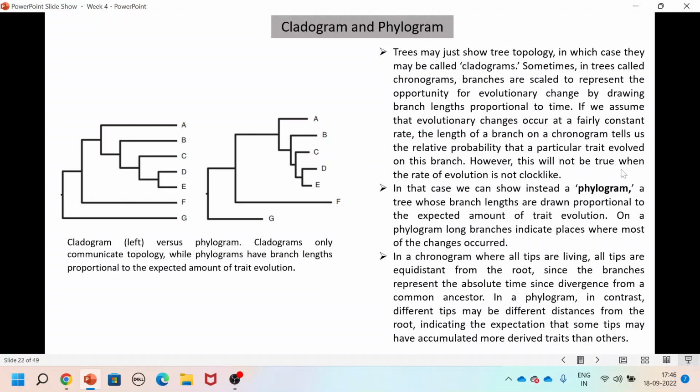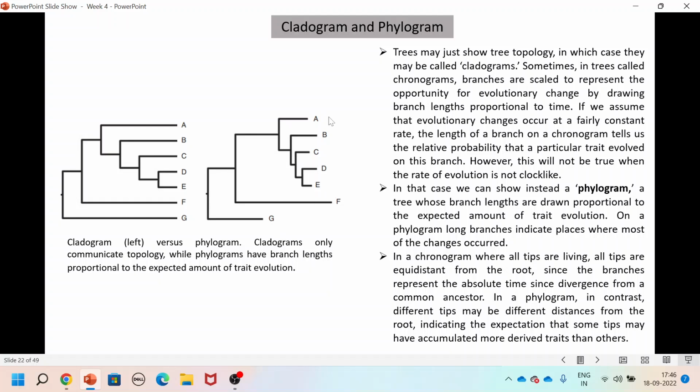However, this will not be true when the rate of evolution is not clock-like. So in that case, we can show, instead, a phylogram, a tree whose branch lengths are drawn proportional to the expected amount of trait evolution. So basically, we can see that in a cladogram all the tips end at the same place, but in a phylogram, on the other hand, the tips end at different places.